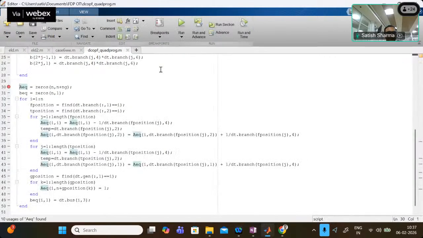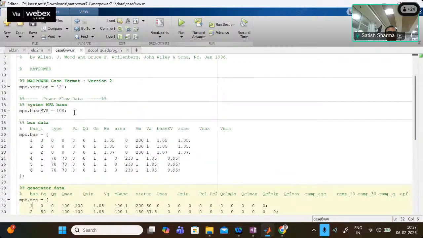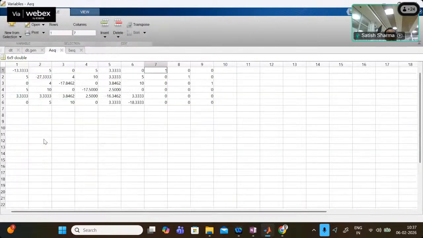Now, what else is needed? One delta equality was also there. So we have to identify which bus is the reference bus, and the respective angle will be made equal to 0. If you see in this particular data, I have explained that you go through the case format file, and this 3 represents the reference bus. So wherever this 3 is available, that will give me the reference bus data.